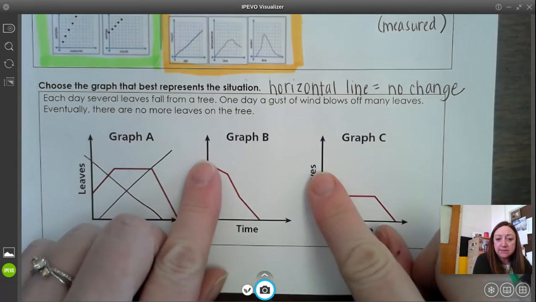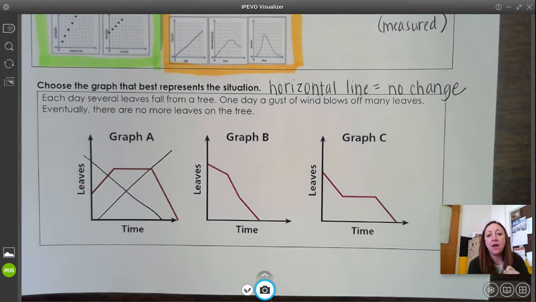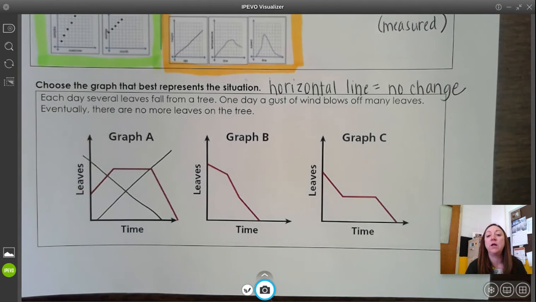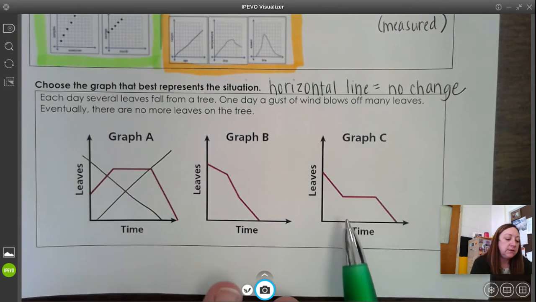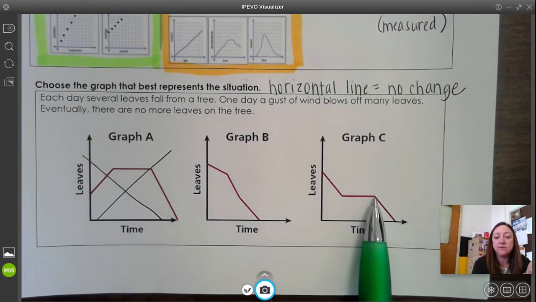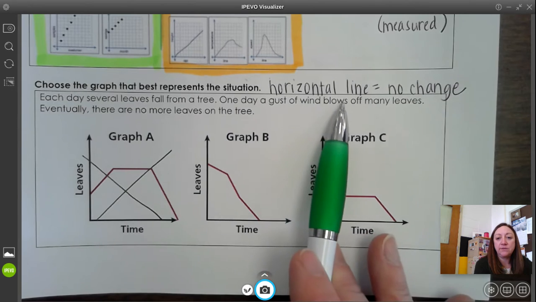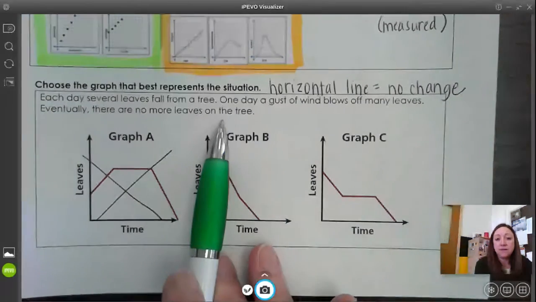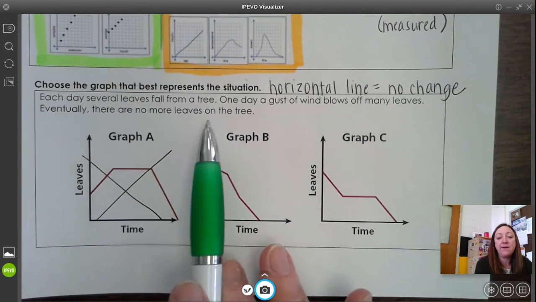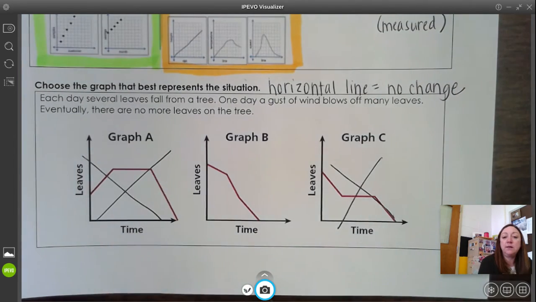Okay, so both of these start with a decrease in leaves, which is what this first part says. And then it says, one day a gust of wind blows off a lot of leaves, and eventually there are no more leaves. So this graph here shows that there's a time where there's no change in the amount of leaves, so the number of leaves would stay the same. And we don't ever have that. Here we have some leaves falling, and then all of a sudden it blows off a ton of them, and then there's none. Okay, so we never have it stay without any change to the number of leaves, so we're going to eliminate that one.